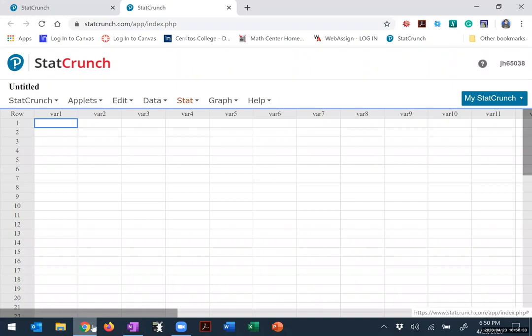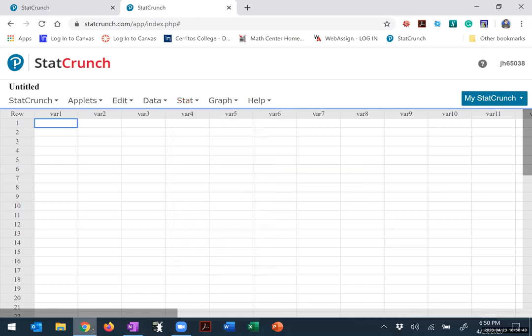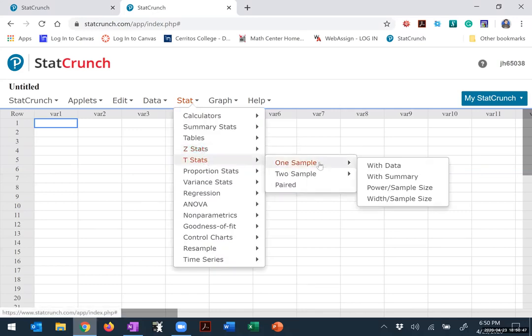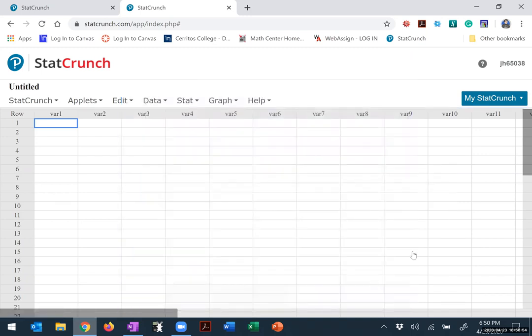Okay, and then we're going to go Stat, T Stats, one sample. This time it's with data. Oh, I've got to put in my data first. So let me type in my data real quick.